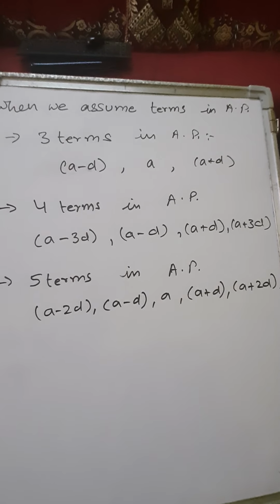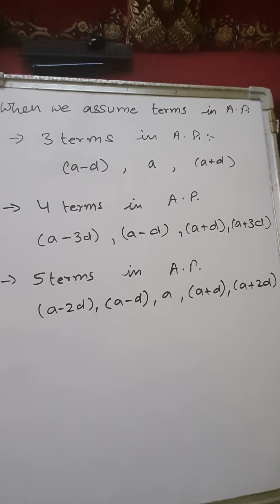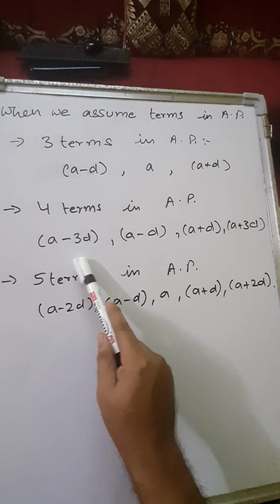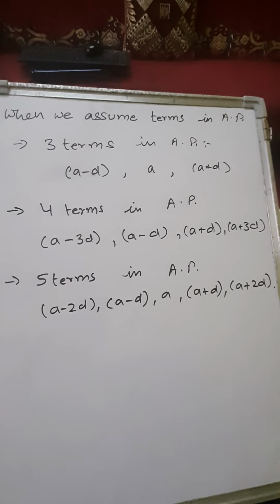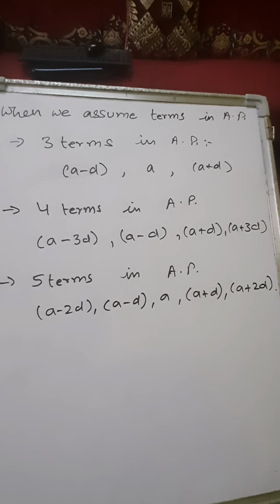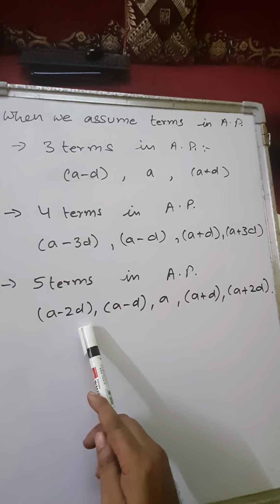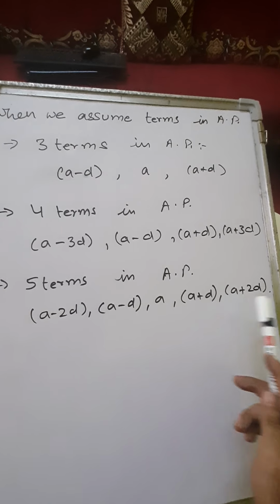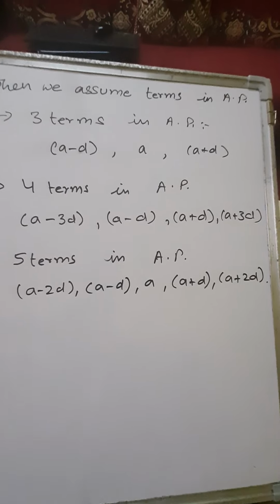Okay, do remember that. When it is required that there are 4 consecutive terms in AP, then we will always assume the terms as A minus 3D, A minus D, A plus D and A plus 3D. And when it is given that there are 5 consecutive terms in AP, we will assume the 5 consecutive terms as A minus 2D, A minus D, A, A plus D and A plus 2D. Okay, children, note down please.